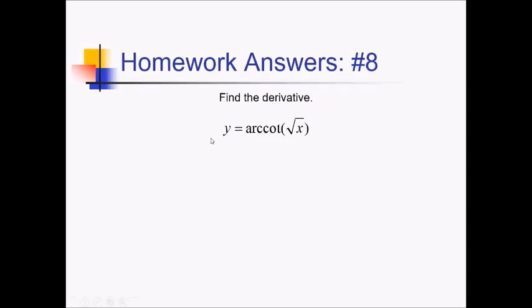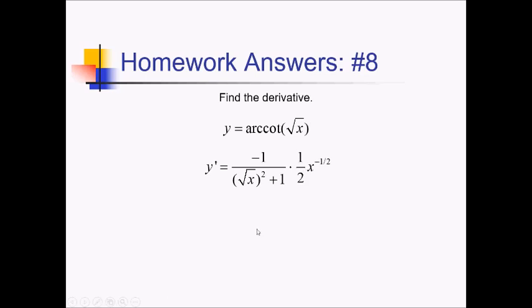On this problem, we want the derivative of arccotangent of radical x. So this is just a chain rule. We're going to have the derivative of arccotangent of something, which is negative 1 over 1 plus x squared. So in this case, negative 1 over 1 plus radical x squared. And then we have to multiply by the derivative of radical x. So this is really x to the 1/2 power, so its derivative is 1/2 x to the negative 1/2, and we're done.